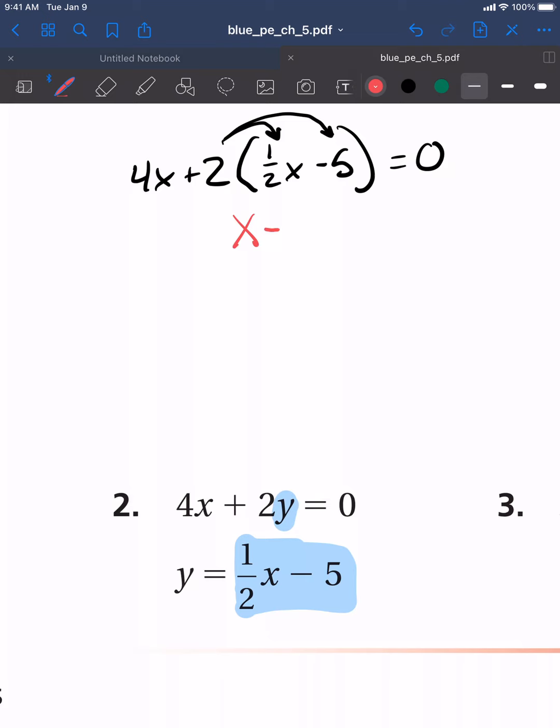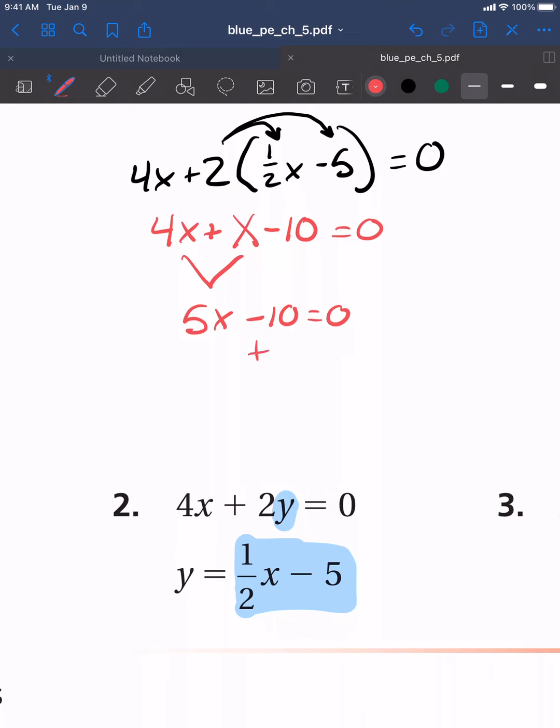Negative 10. Now what? Now you bring everything else down. Bring 4x down. What sign goes in between those? Plus. Yes, very lovely. Equals 0. Then combine like items. 5x minus 10 equals 0.